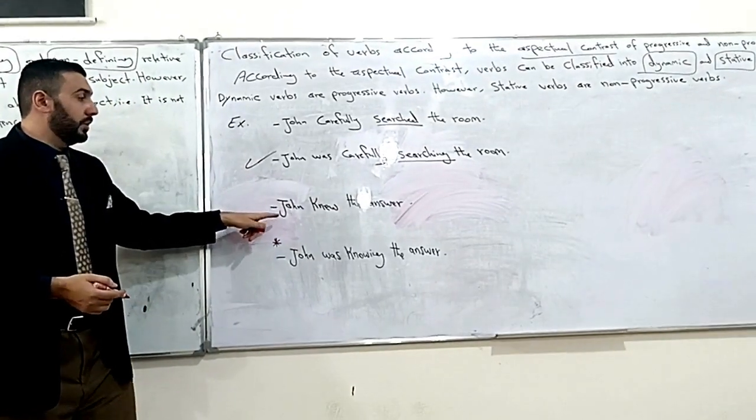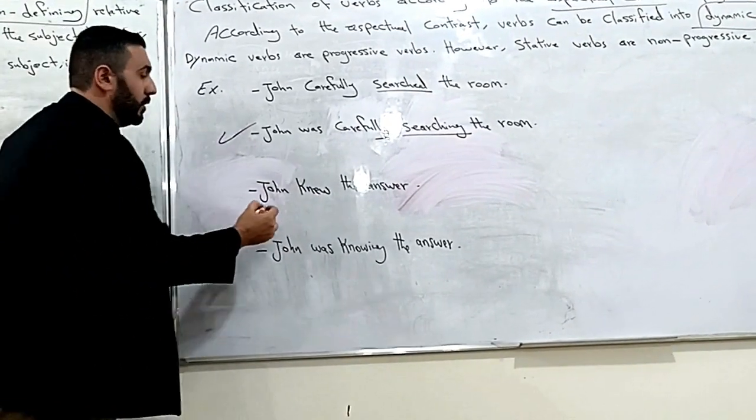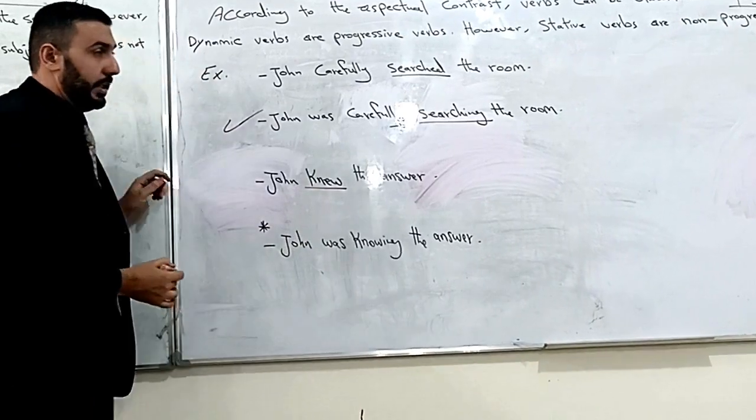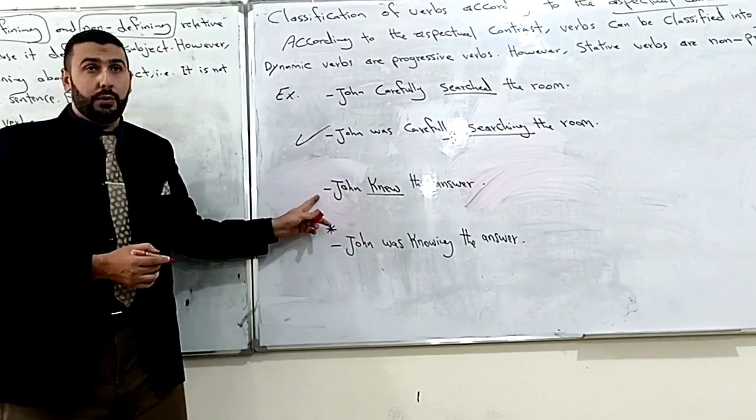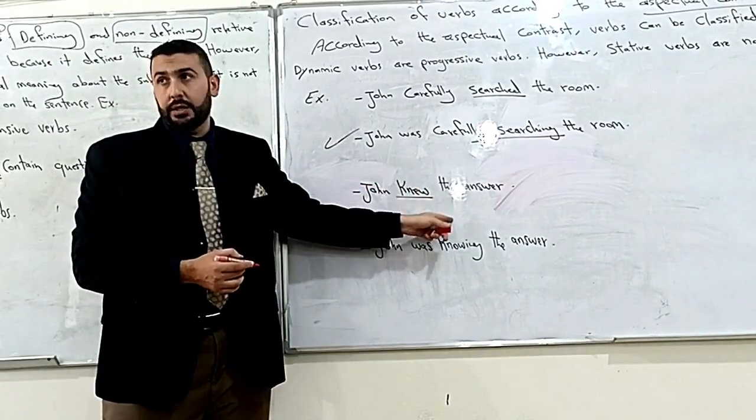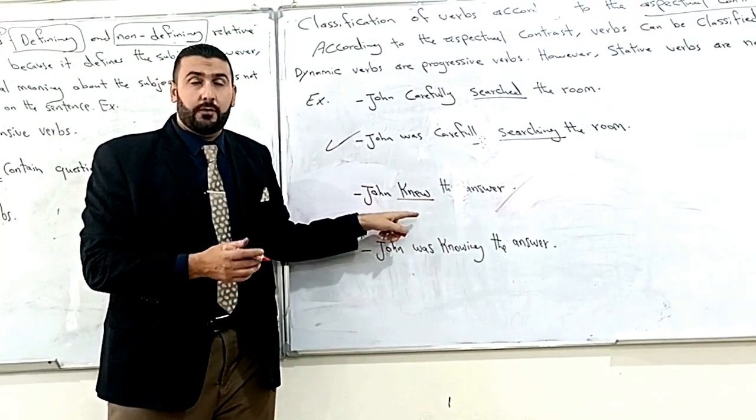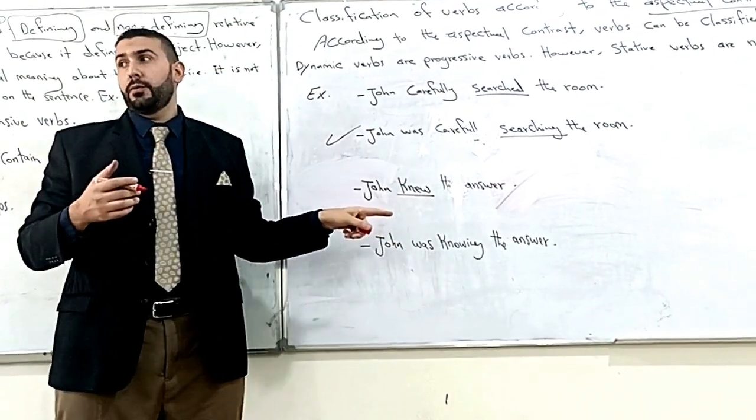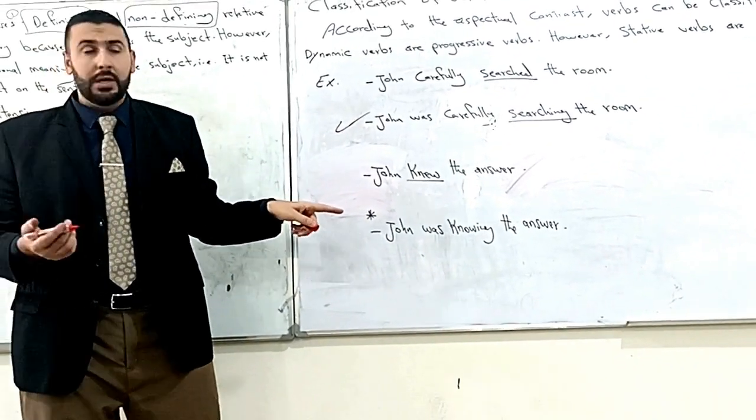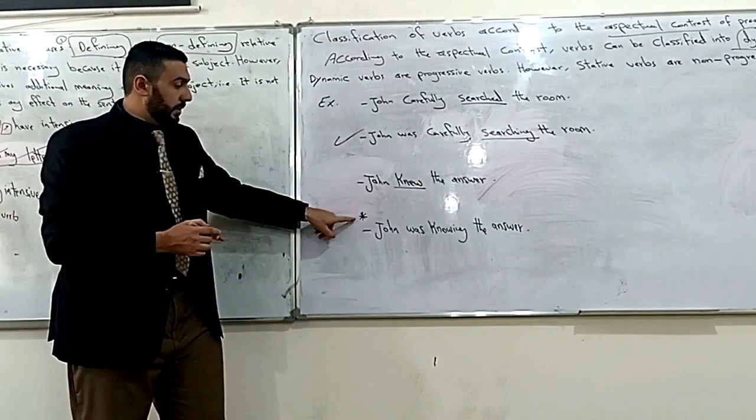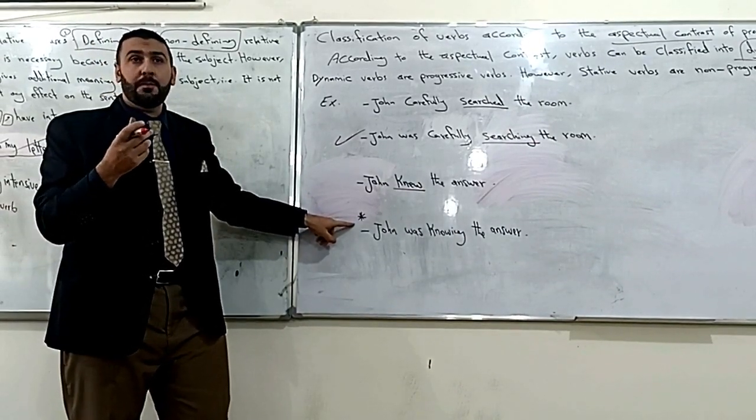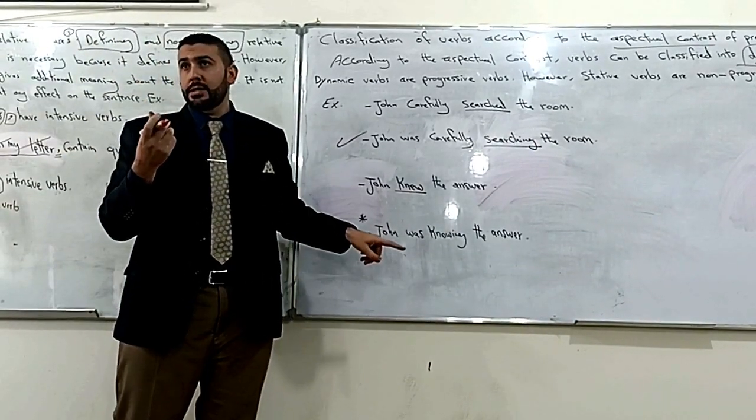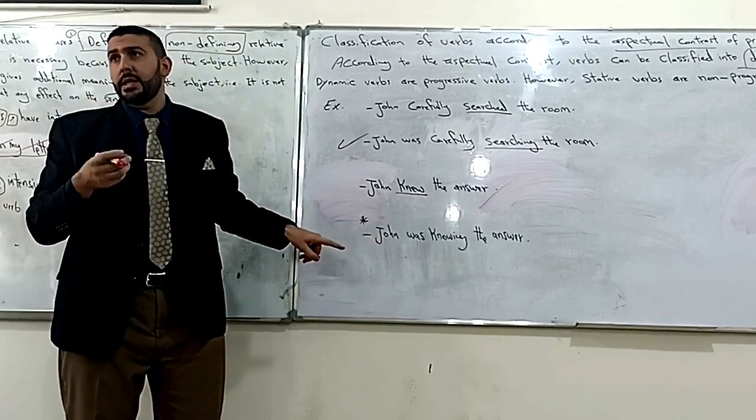While here, John knew the answer. John knew. Here is a past simple tense. John knew the answer. If I want to change it from the past simple into a past continuous, this mark, the asterisk, it refers to ill-formed sentences. This means that there is a mistake in the sentence.